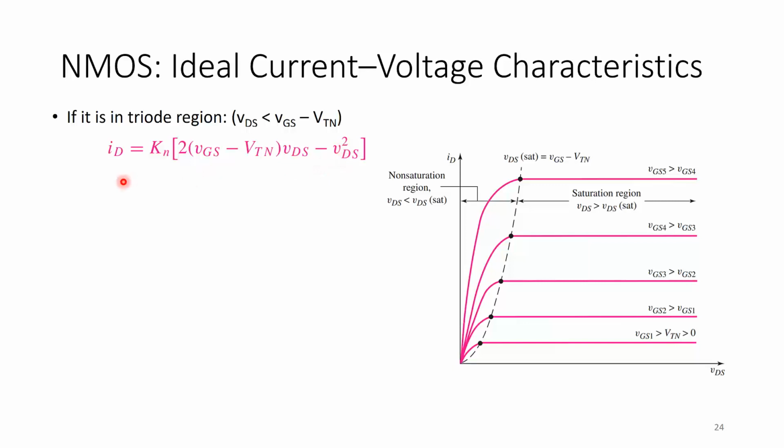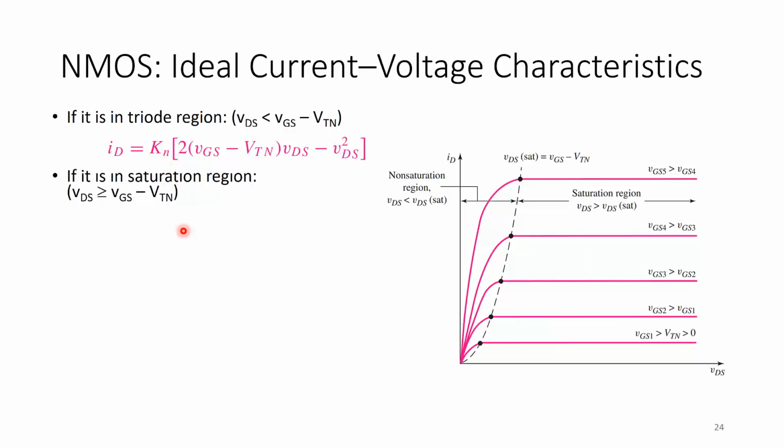The values that you bias the transistor with are VGS and VDS, gate-source voltage and drain-source voltage. VTN is a value that is given for the particular MOSFET. Kn is the transconductance parameter, which equals mu n C ox W/L, which I will show later.